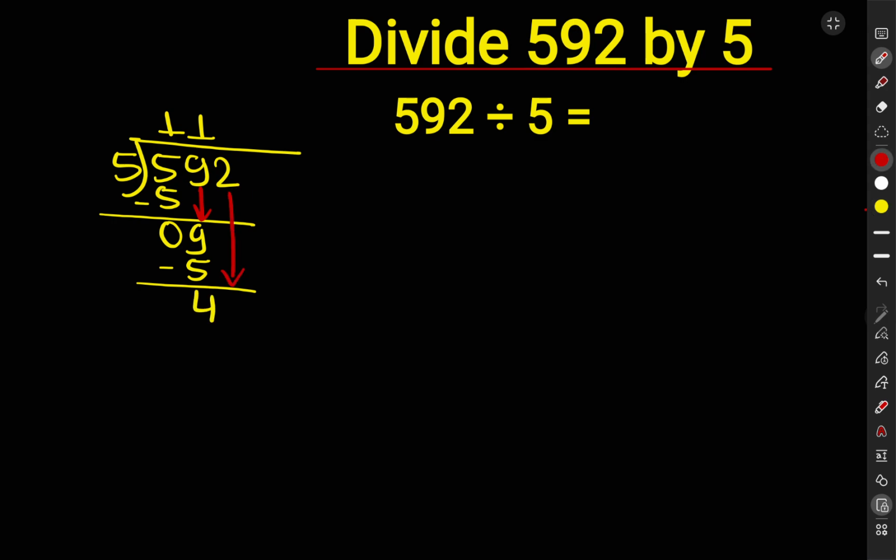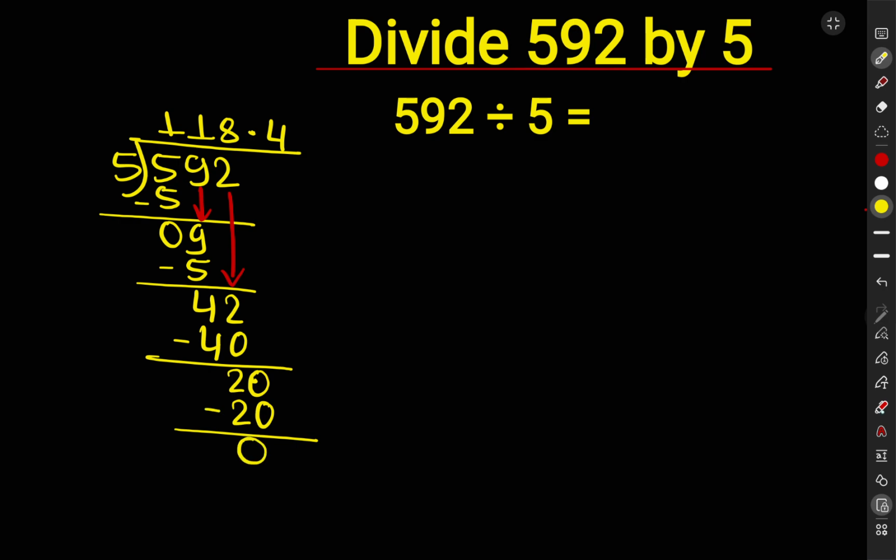So again we put down these 2 and it is 42. 5 times 8 is 40. On subtracting we get 2. So now we have no any other number to put it down. So we take here decimal so that we put 0. So it is 20 and 5 times 4 is 20. On subtracting we get 0.